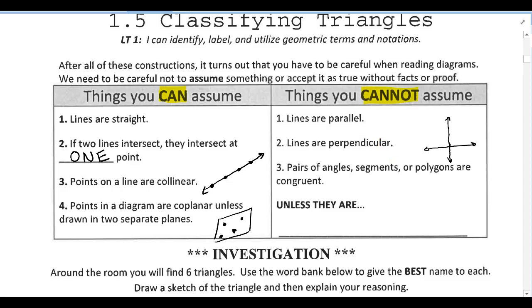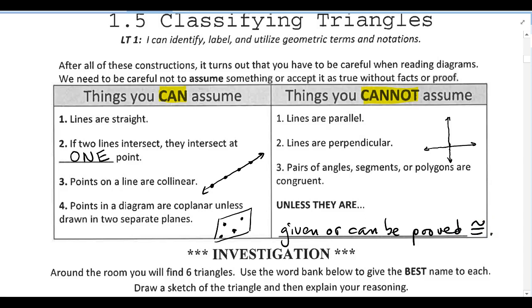Alright, and then number 3, pairs of angles, segments, or polygons are congruent. We cannot assume that any of these pairs are congruent unless we are given information that tells us they are congruent. So pairs of angles, segments, or polygons cannot be assumed congruent unless they are given or can be proved congruent.